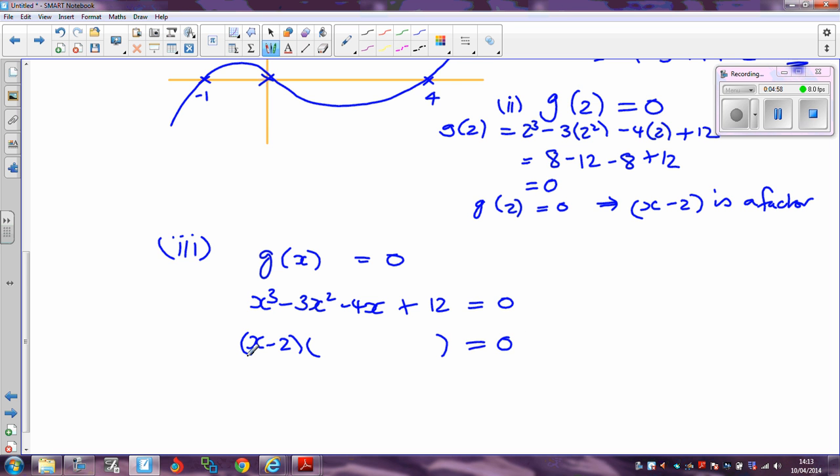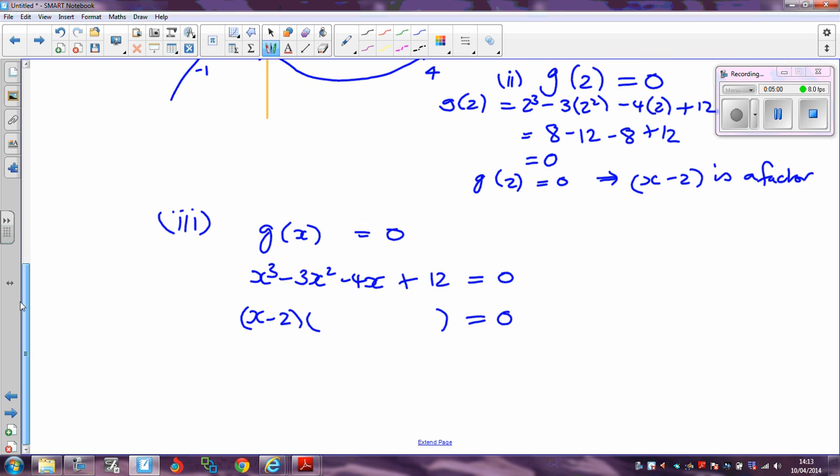equals 0. Now we could do long division here, but it's usually easier to spot by inspection what's going to have to go in the brackets here. There's going to have to be an x squared term here, because x times x squared gives us x cubed. To get the plus 12 here, I'm going to have to put minus 6 here, because the plus 12 comes from just doing this times this. It's the x term which is always slightly more difficult.